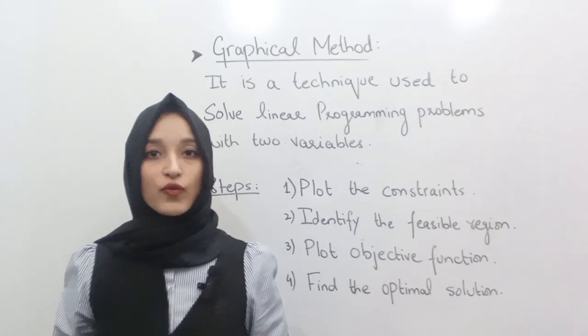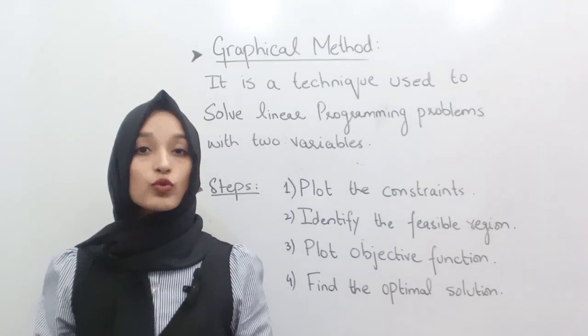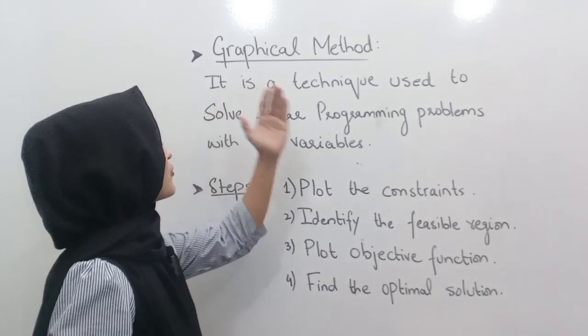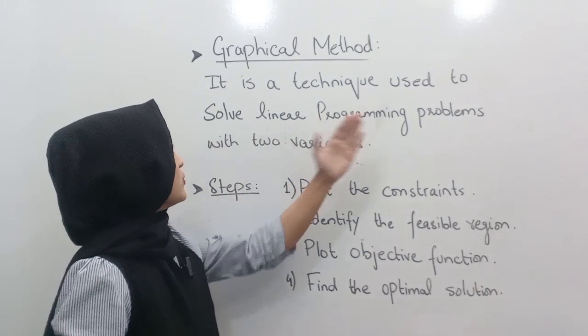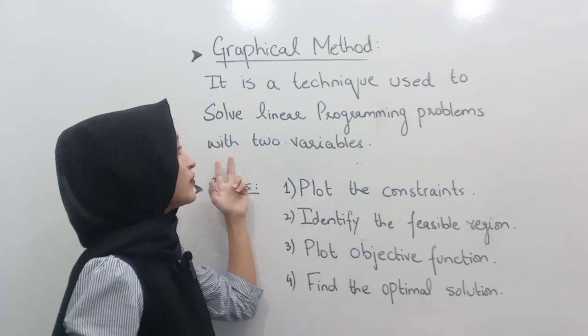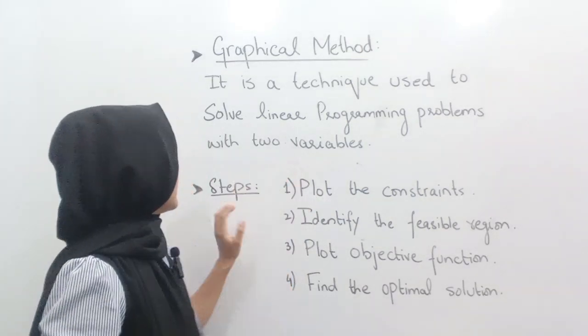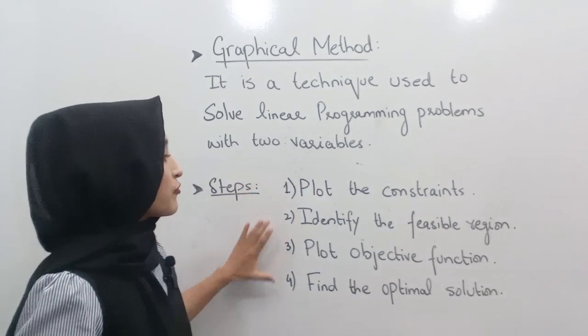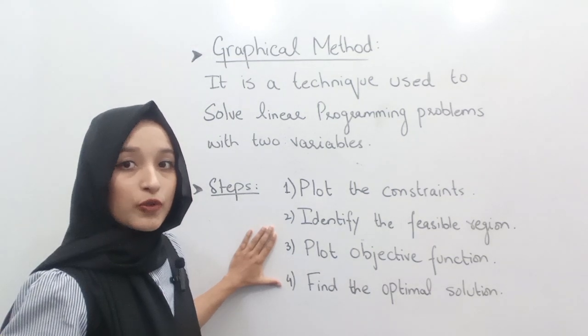In this video, we will discuss the graphical method to solve a linear programming problem. So, what is a graphical method? It is a technique used to solve a linear programming problem with two variables. Following these steps, we can find the optimal solution of our linear programming problem.